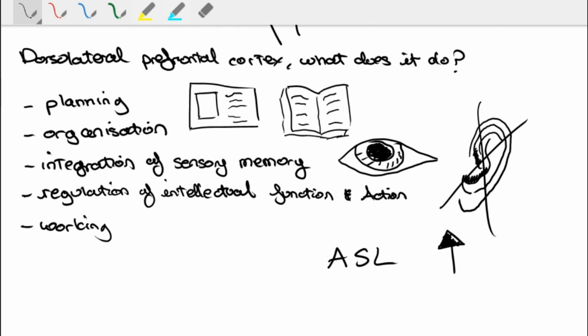And it also deals with working memory, so basically as it's part of the frontal lobes, it's in charge of the executive processes to do with thought and action. But as I've mentioned in the past, these functions are not exclusive to this area of the prefrontal cortex.